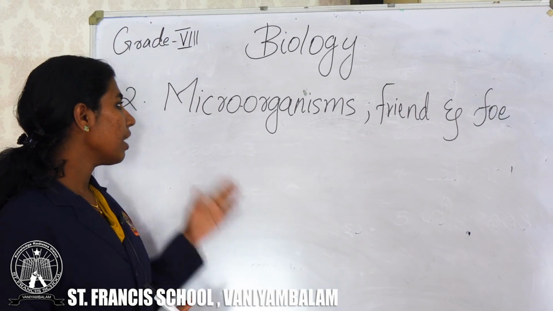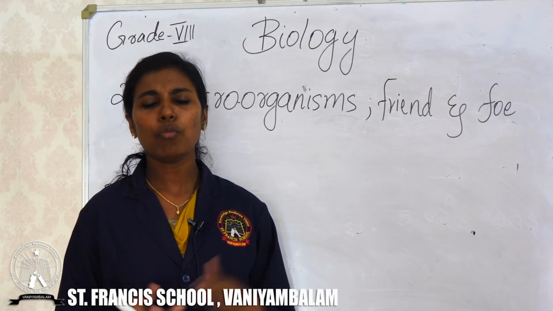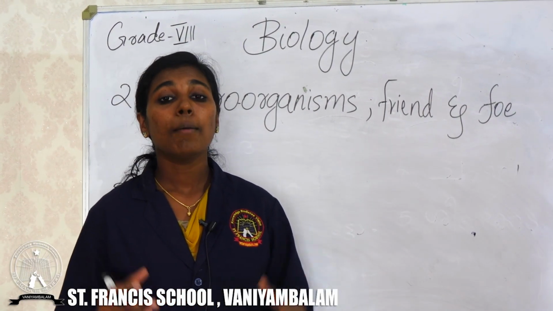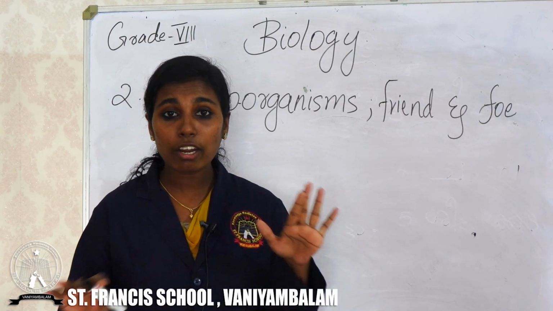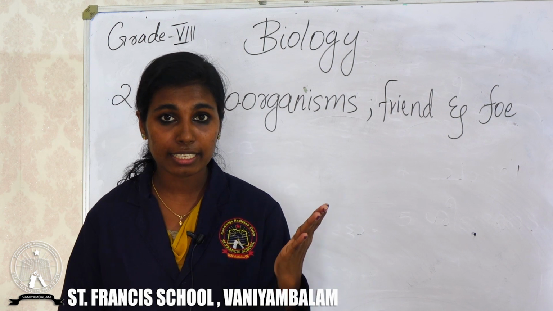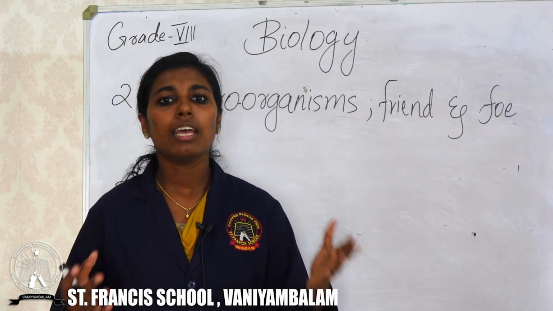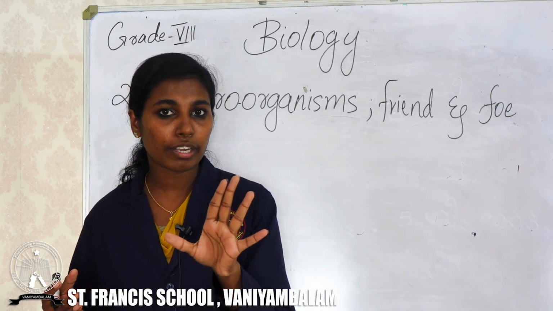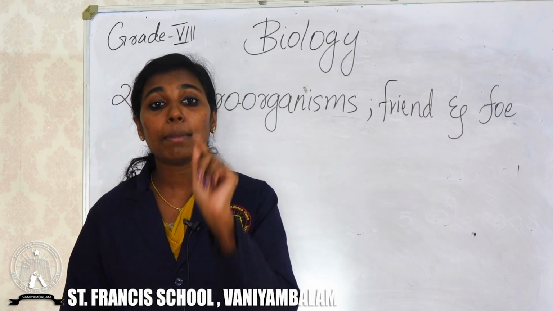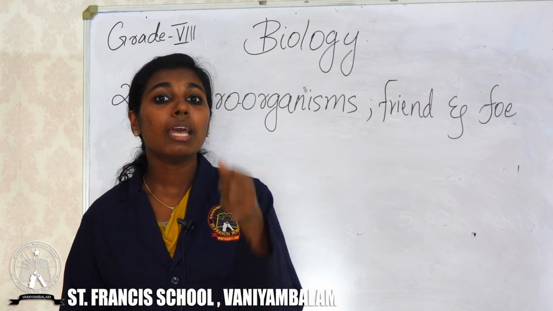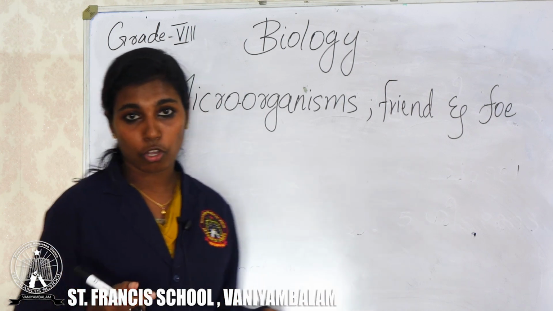Coming to the chapter name, Microorganisms. What are microorganisms? Microorganisms are living organisms which cannot be seen with our unaided eyes. Unaided eyes means normal eyes. They cannot be seen with unaided eyes but can be seen with the help of a magnifying lens or a microscope.